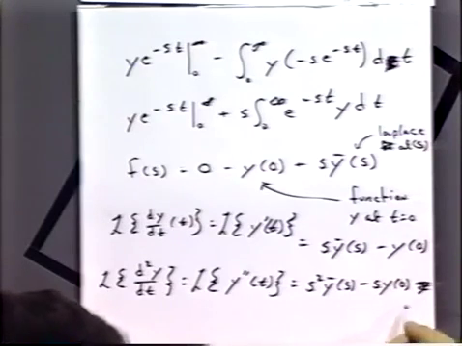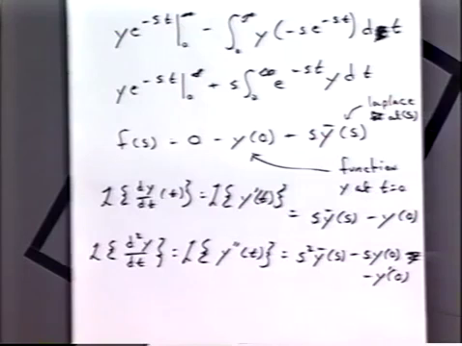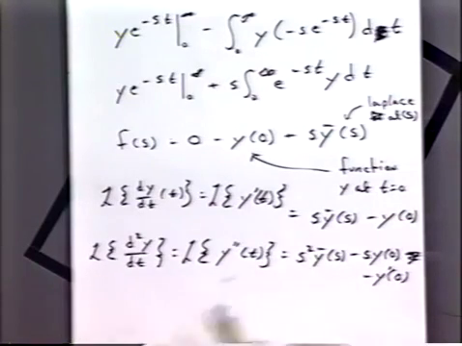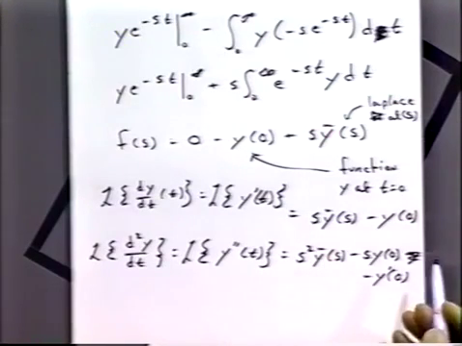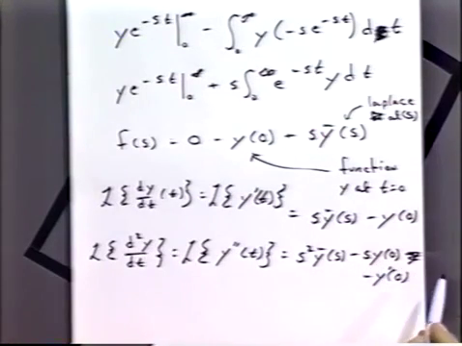I'm running out of room here. Let's write this here. Minus y prime 0. In other words, the Laplace of a second derivative would be s squared, times the Laplace transform of that y function, minus s times the function evaluated at time equals 0, minus the first derivative of the function at time equals 0.